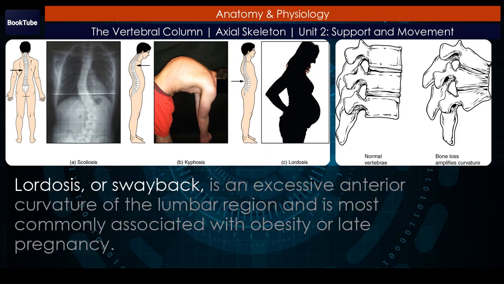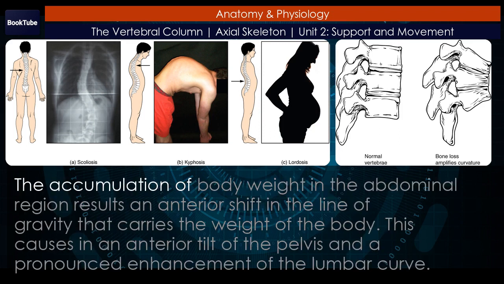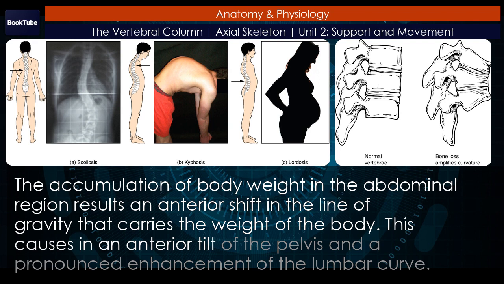Lordosis, or swayback, is an excessive anterior curvature of the lumbar region and is most commonly associated with obesity or late pregnancy. The accumulation of body weight in the abdominal region results in an anterior shift in the line of gravity that carries the weight of the body. This causes an anterior tilt of the pelvis and a pronounced enhancement of the lumbar curve.